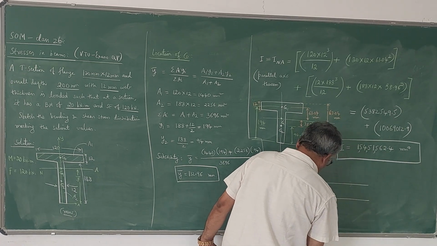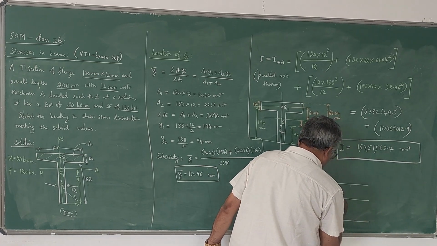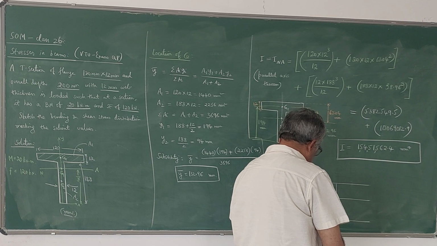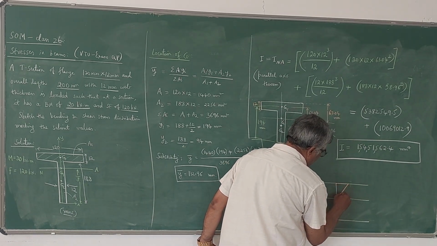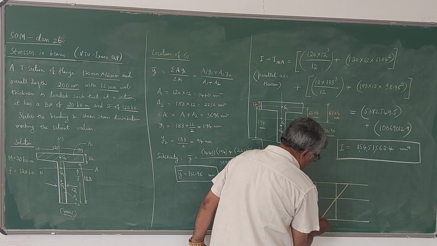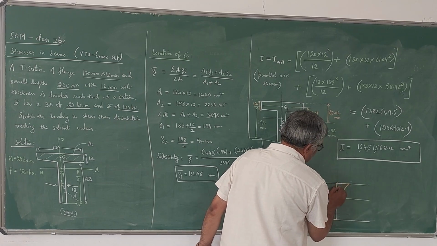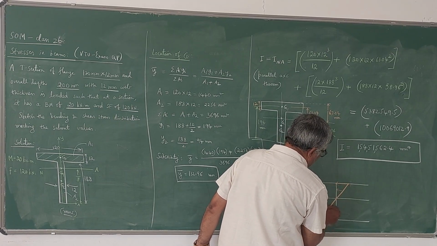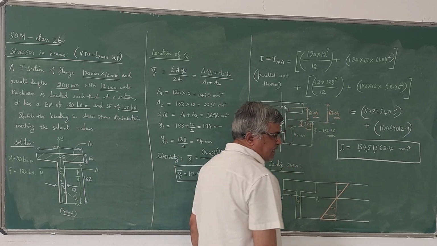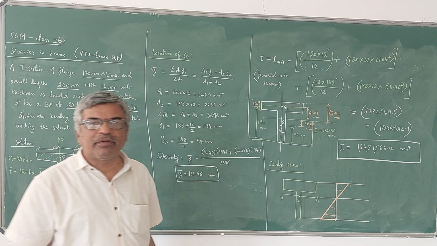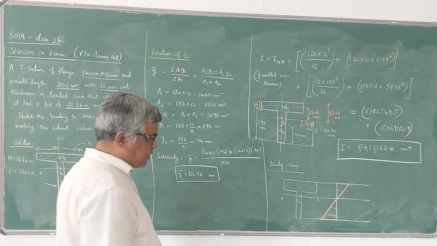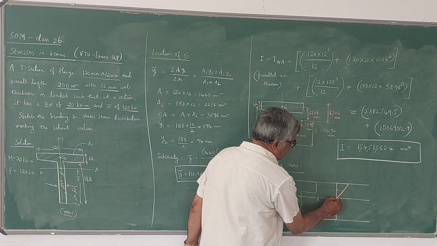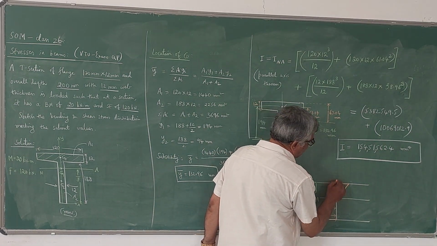We need only two values. So this stress diagram will be like this. This is the stress diagram. This is a straight line. Suppose it is a simply supported beam: above the neutral axis it is compression, below the neutral axis tension. If it is a cantilever beam, above the neutral axis it is tension, below the neutral axis compression. Anyway, he has not given anything about that. So let us find out the values here.